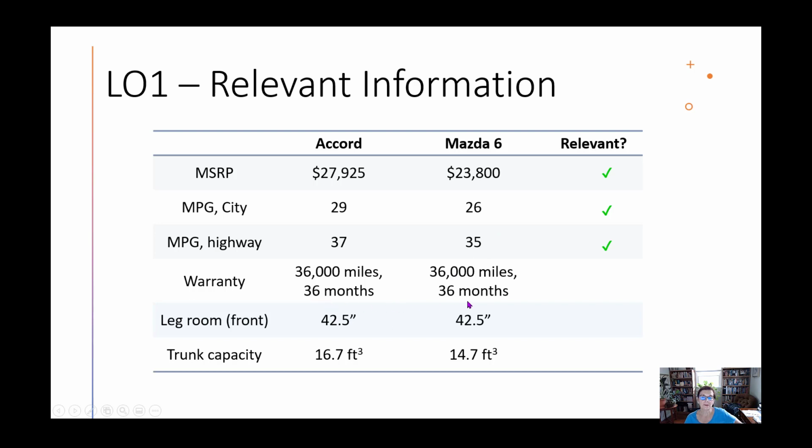Now, is the warranty relevant? Well, the warranty is the same no matter which option you choose. So the warranty is not relevant. We don't need to look at that because it doesn't matter, right? It's the same. Same with the legroom. We're assuming the legroom is exactly the same between the two, so we do not need to look at that. Trunk capacity, however, is different, so we're going to look at the trunk capacity. That's part of our decision making. So when you're all done, you're going to look at the items that are relevant, and those are going to inform your decision. And remember, relevant is anything that's going to change.